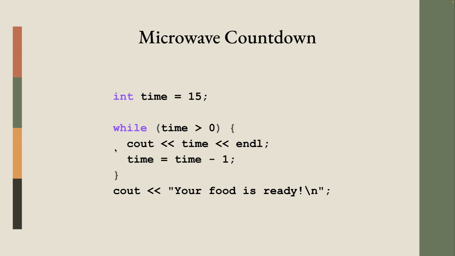And then at the end, why do we not have to put an if statement here to check if time equals 0 to print your food is ready? If it's less than 0, then it's going to go outside of the while loop automatically. Yeah, so at this point, we knew timer was 2, then 1, and once it equaled 0, 0 is not greater than 0. So we know at this point, time has to be 0. So we can just print out your food is ready. All right, any questions on any of these examples?